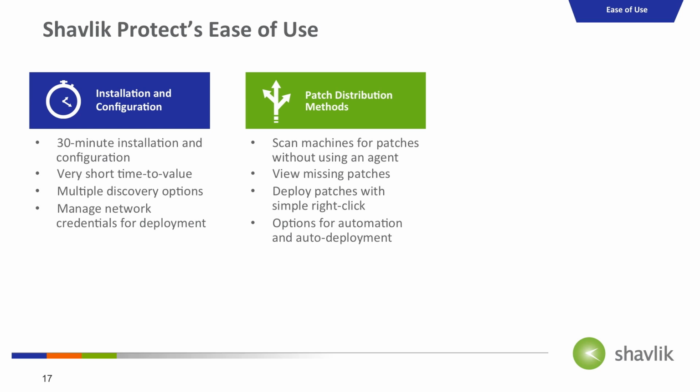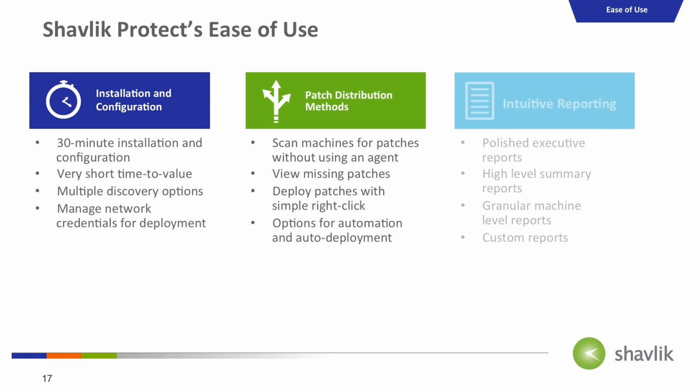So we've got things like scanning the machines for patches without any agents. We can view missing patches. We can deploy patches by simply right-clicking on the patch once we've identified which ones are missing and be able to push those out. And we have options for automation and auto-deployment. We also have some intuitive reporting, and some of the features in 9.1 that are very interesting have to do with some of the customized reporting.